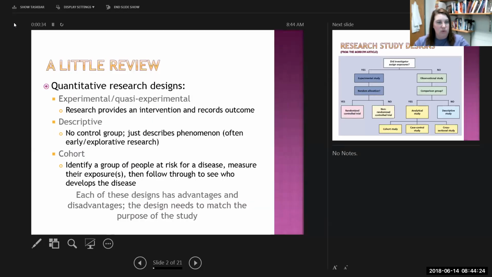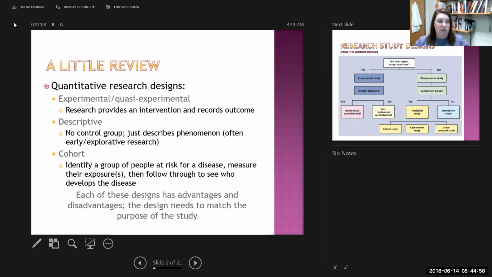So quantitative research designs, again, we have experimental and quasi-experimental, where the researcher provides an intervention and records our outcomes. We have descriptive designs where there is no control group. It just describes the phenomenon. This is often just to help us, as we are early identifying a question, do exploratory research. And there are cohort studies. We talked about those last week, both descriptive and cohort, non-experimental designs.